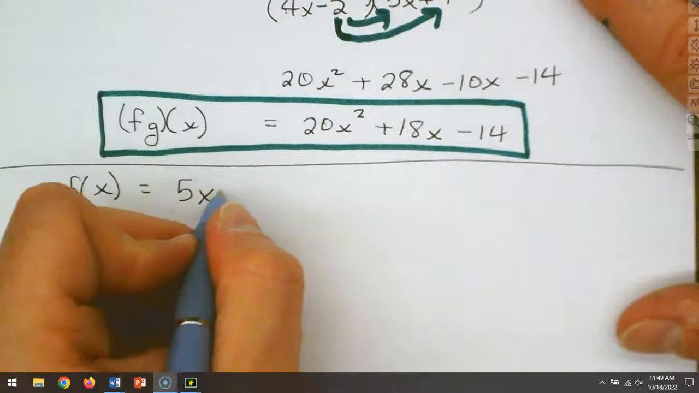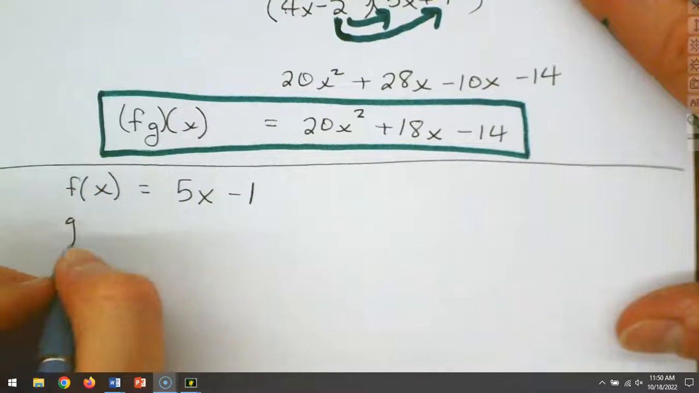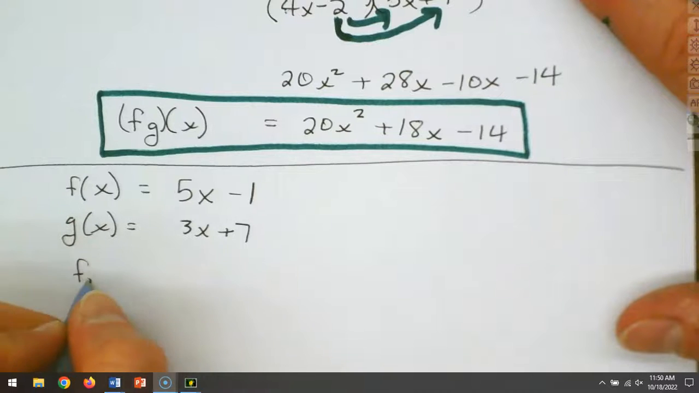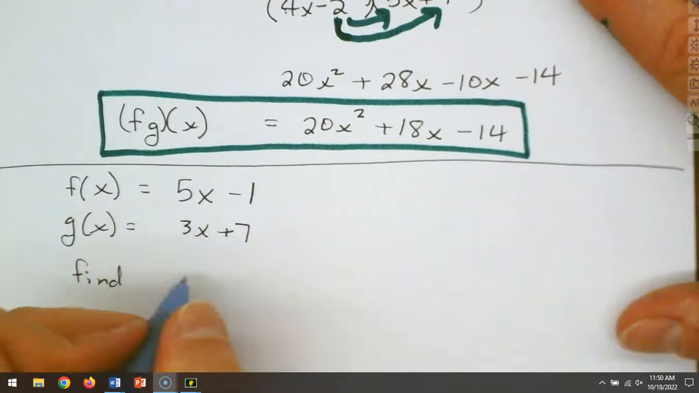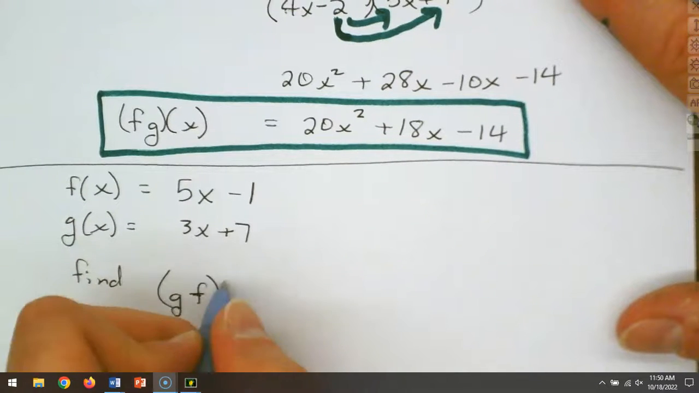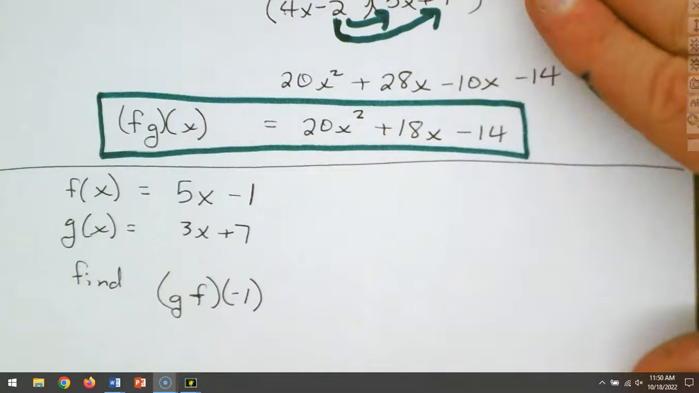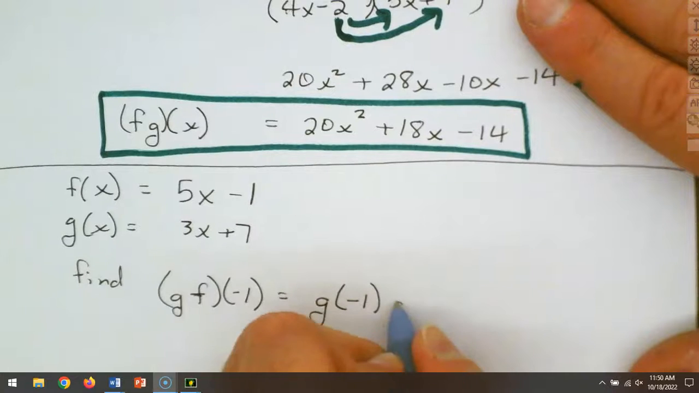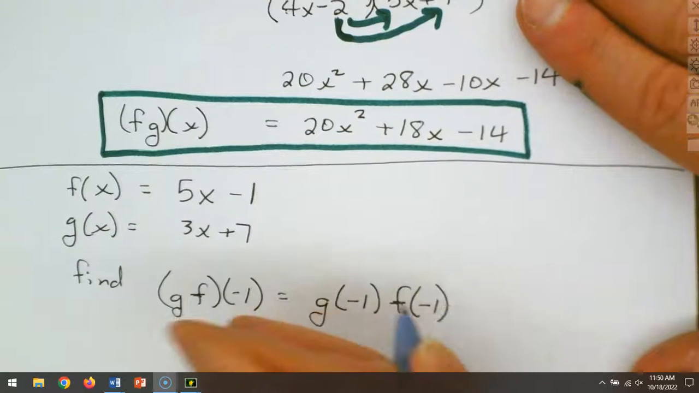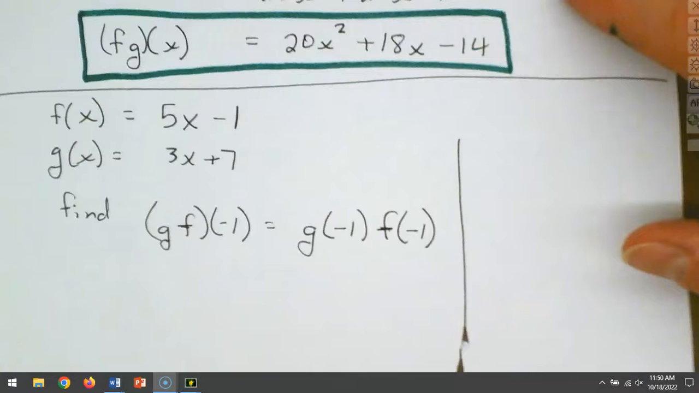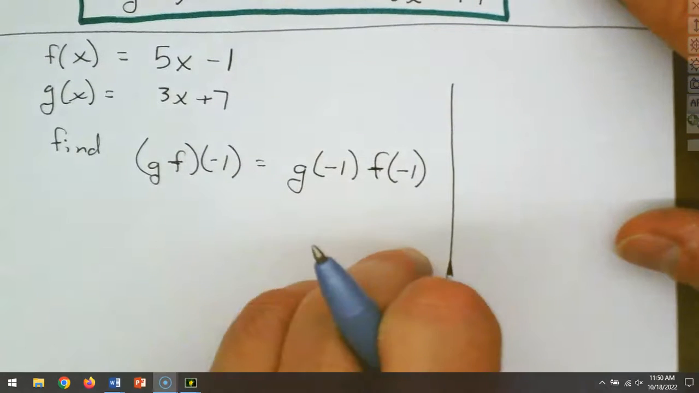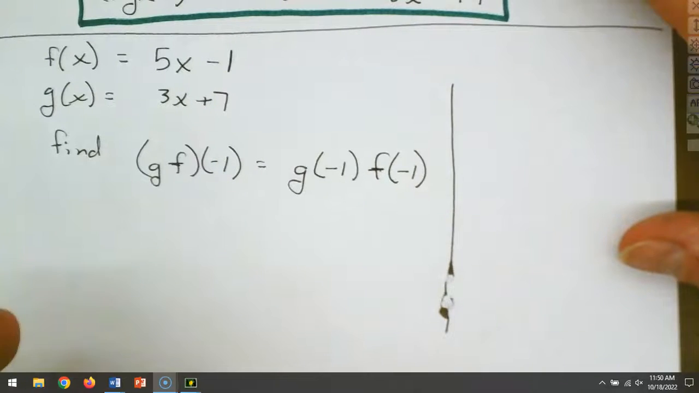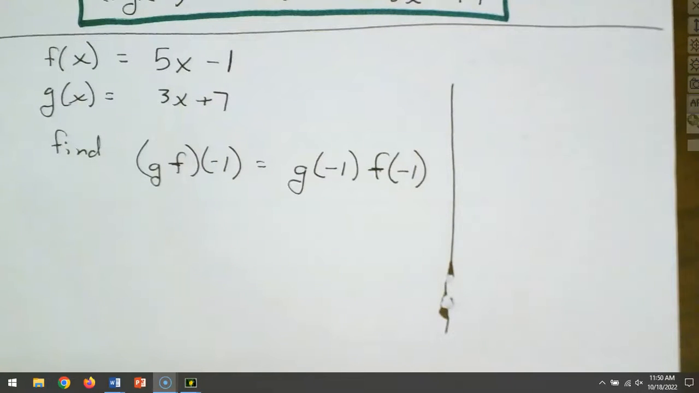How about f of x is 5x minus 1, and g of x is 3x plus 7. And I want you to find g times f of negative 1. And we just write it. So that's g of negative 1 times f of negative 1. Okay, now, what's going to come out on this one? Number in, so my answer is going to be a what? Number.